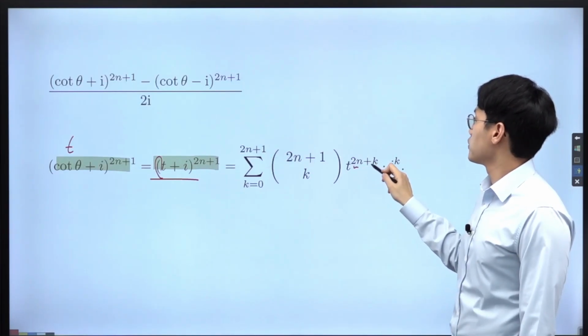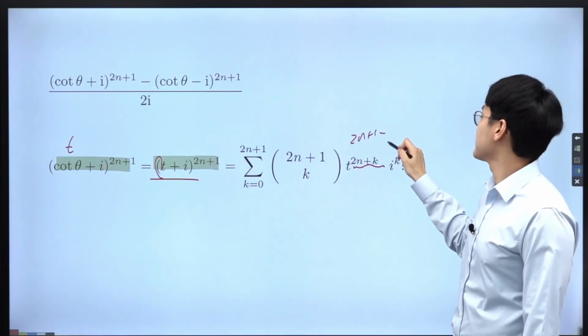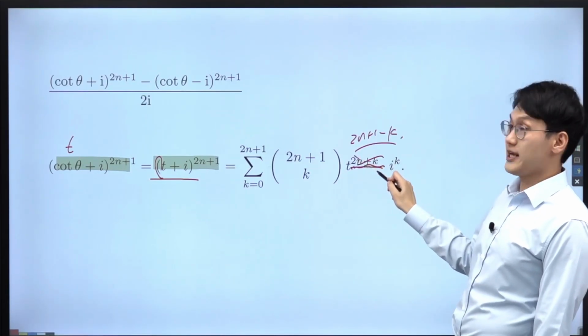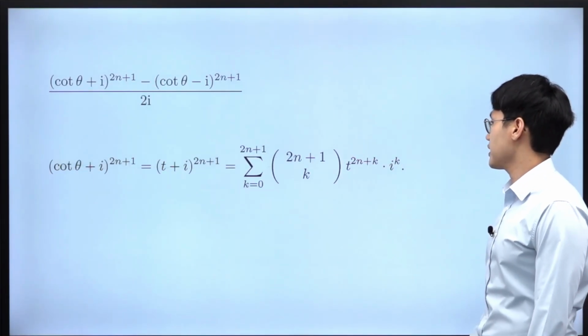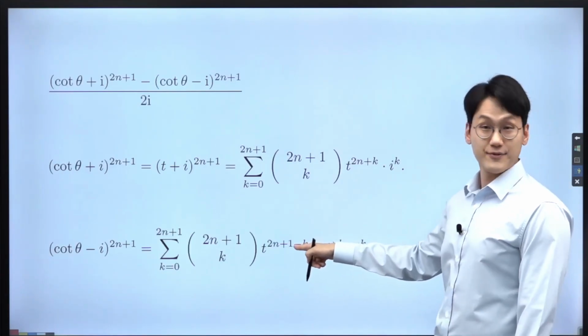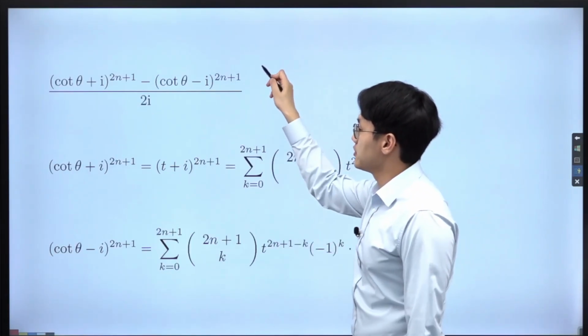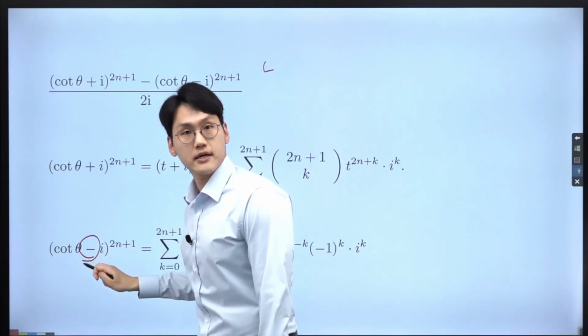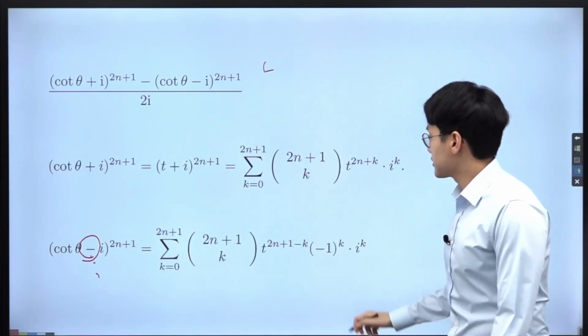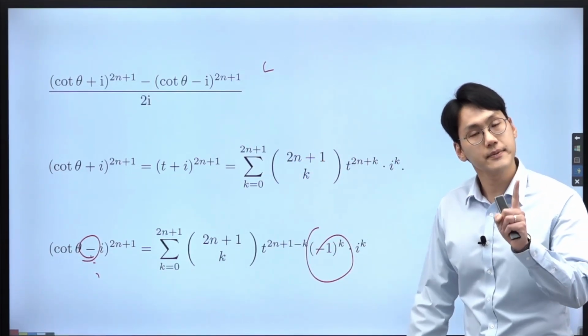Sorry, I think it's supposed to be 2n plus 1 minus k, okay? So let me quickly erase that. It's supposed to be 2n plus 1 minus k, okay? All right, so now I've written it here, right? And then I've got the second one here. However, I've got the negative term in the second term here, and therefore it's going to be an alternating series. It's going to be alternating, my friend.